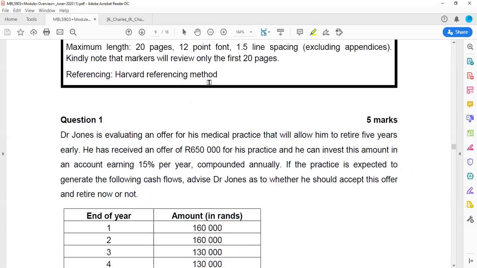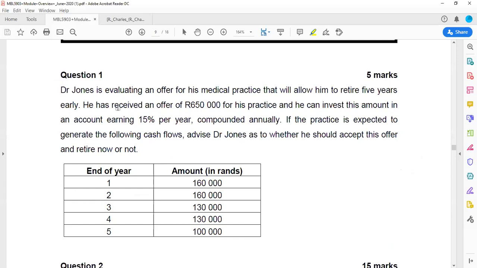This is from assignment 1. Question 1. Dr. Jones is evaluating his medical practice, which will allow him to retire in 5 years early. He has received an offer of 650,000 Rand for his practice and can invest this amount in an account earning 15% per annum, compounded annually. If the practice is expected to generate the following cash flows, advise Dr. Jones whether or not he should accept the offer and retire now.